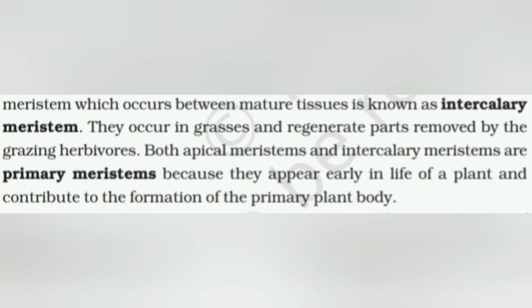They occur in grass and regenerate parts removed by grazing herbivores. Both the apical meristem and intercalary meristem are primary meristems because they appear early in the life of a plant and contribute to the formation of the primary plant body. So these are primary meristems, apical and intercalary.